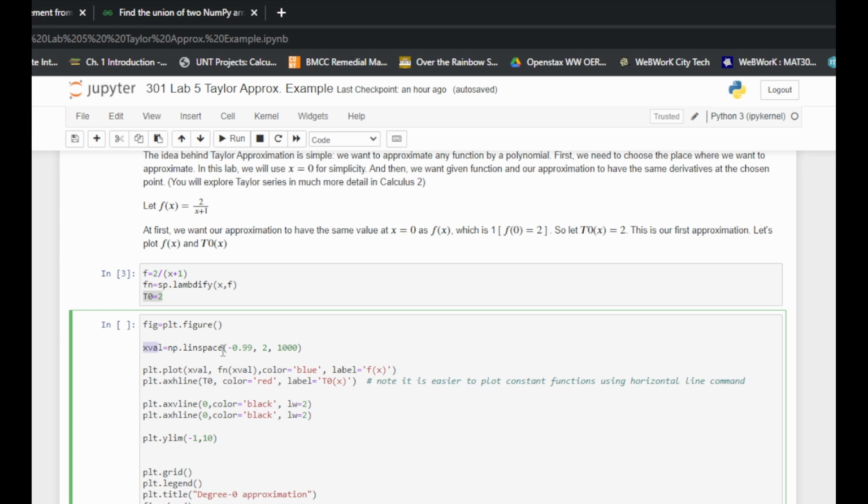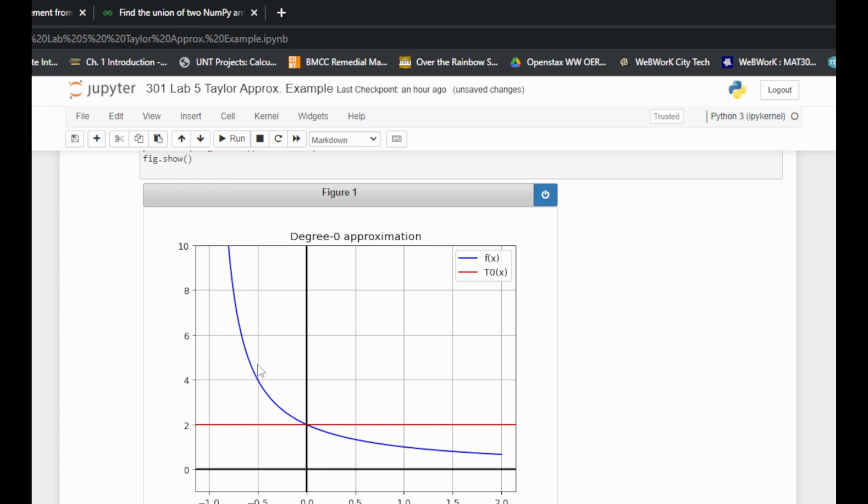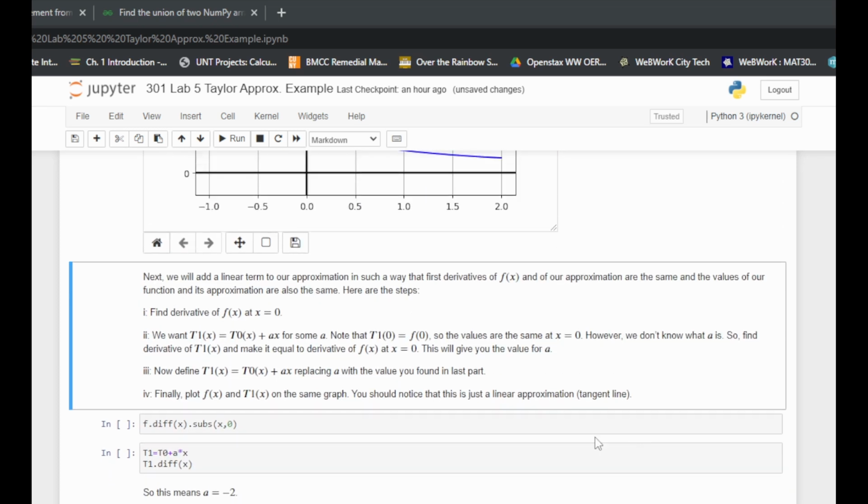My x values will go from negative 0.99 until 2. I'm trying to avoid negative 1 here so that I don't have a division by 0, since my function is undefined at negative 1. And this is the graph. As we can see, in blue we have our f of x, and in red we have our constant approximation near 0. Next, we will try to approximate the same function using a linear polynomial.